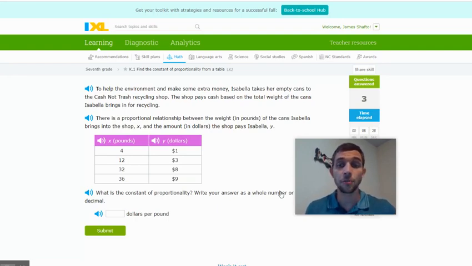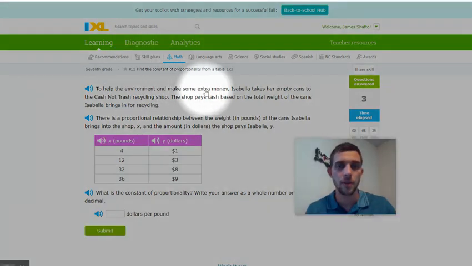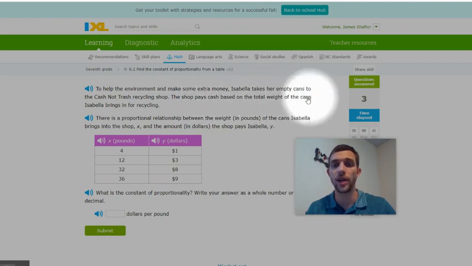This problem is a little bit more difficult. To help the environment and make some extra money, Isabella takes her empty cans to the Cash Not Trash recycling shop. The shop pays cash based on the total weight of the cans. Isabella brings in her recycling. What is the constant of proportionality? Write it as a whole number. And we're looking at dollars per pound.